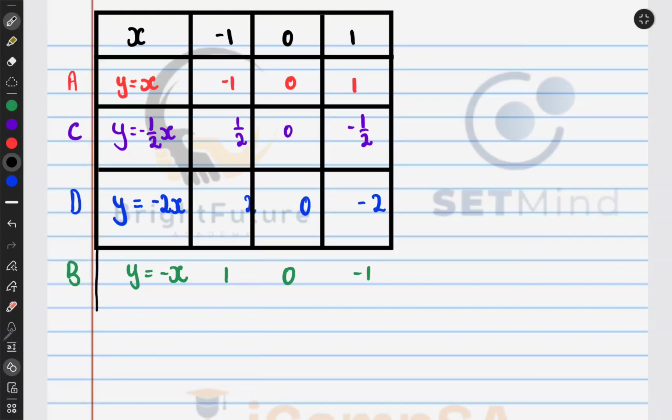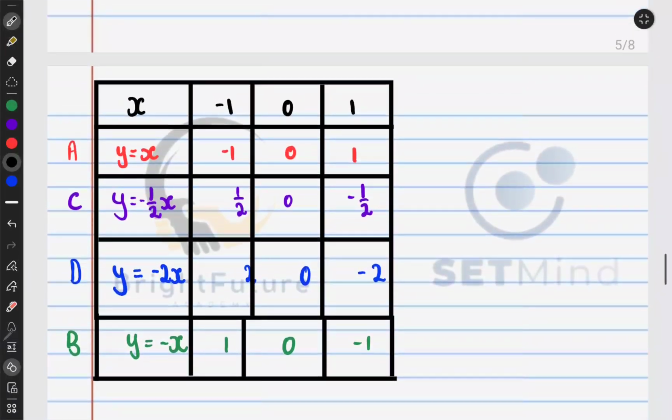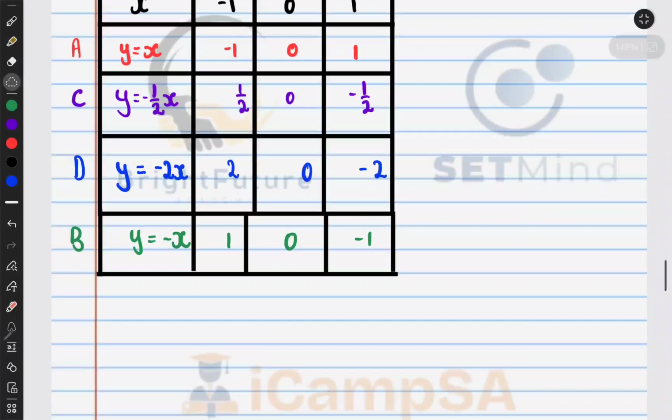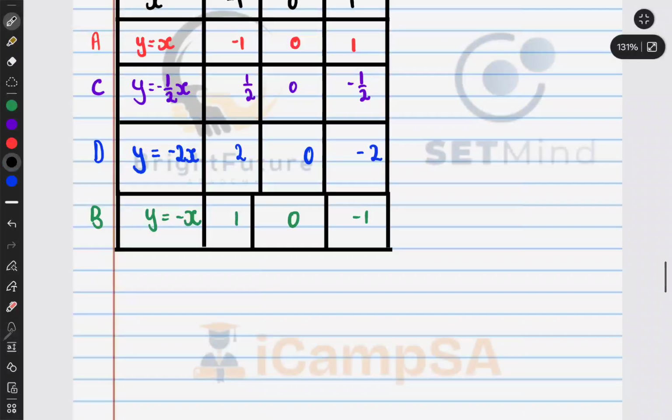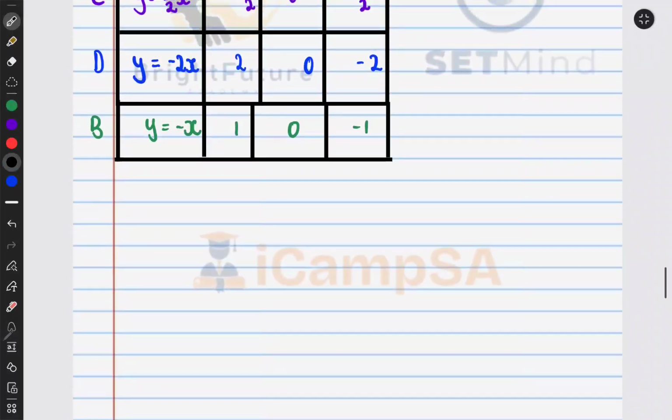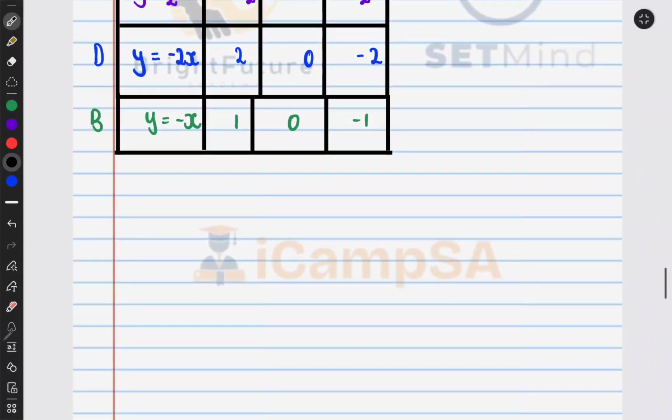Just going to quickly add a column for those. Okay, and then next, I think now we can sketch the function. Let's draw our set of axes.